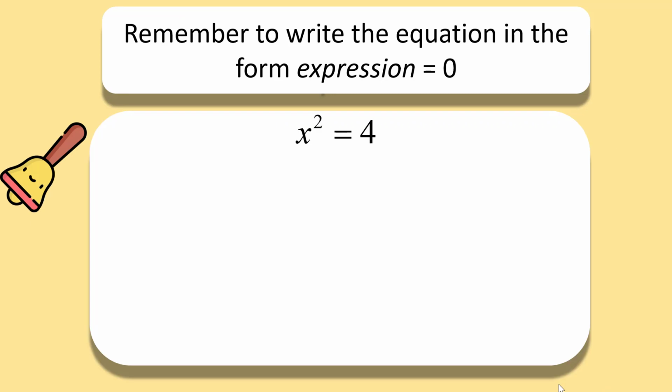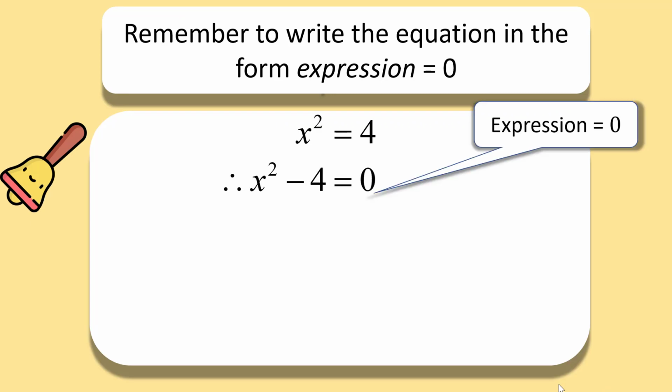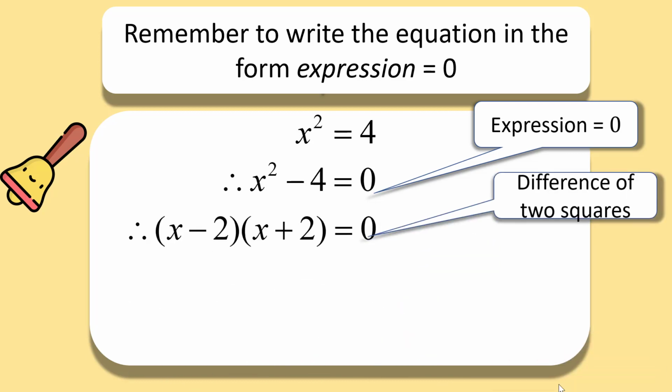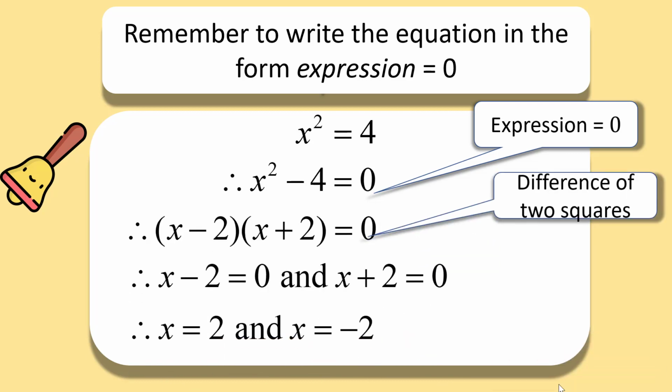x squared is 4. Well, you can square root both sides and then x is a positive or a negative 2. Or you make the expression equal to 0. You'll notice that there's the difference between two squares. You'll factorize, and then x minus 2 is 0 and x plus 2 is 0. Therefore, x must be 2 and x must be negative 2. Remember to check your answer.